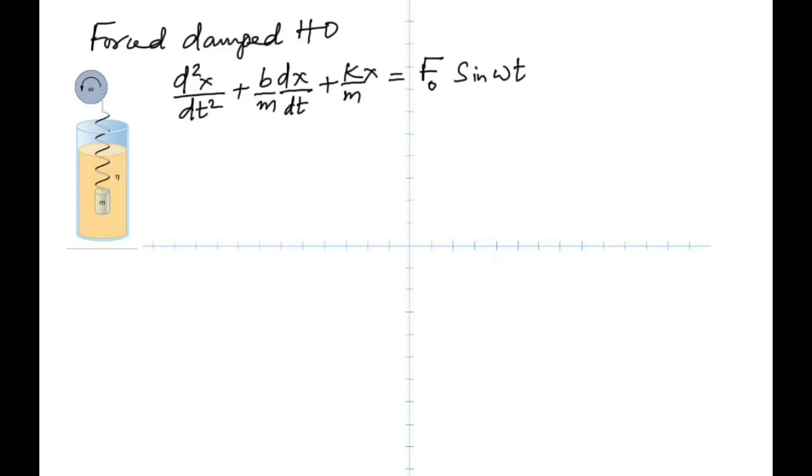You know when that will happen? If the omega of the disk is exactly equal to the omega of the spring.